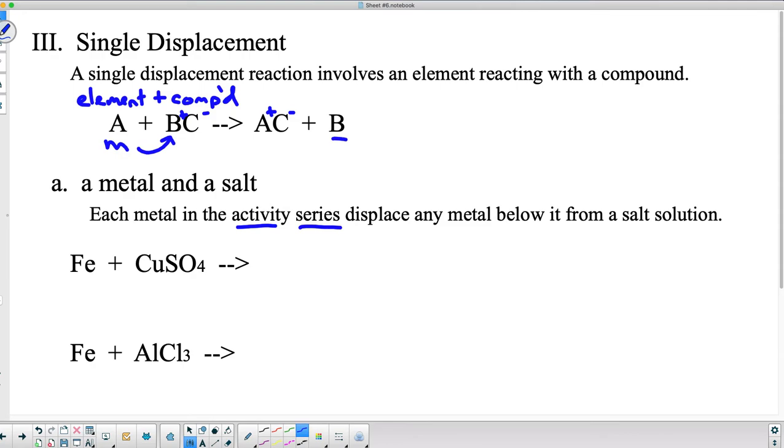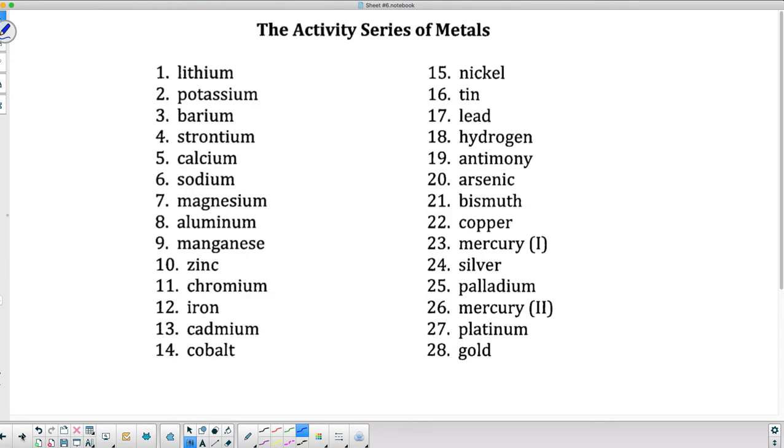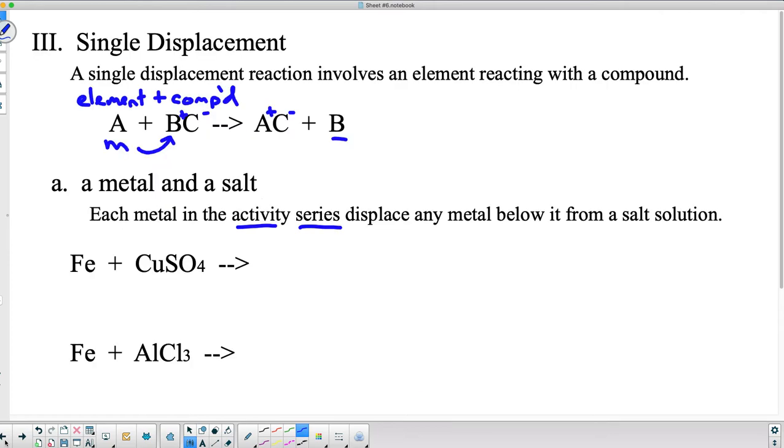A more reactive metal. Now what does it mean to be more reactive? When we take a look at the activity series here, the lower the number, the more reactive, so these are the most reactive metals, and these are the least reactive metals. So a lower number kicks out a higher number. Okay, so let's see exactly what that looks like. Here it says each metal in the activity series displaces any metal below it from a salt solution.